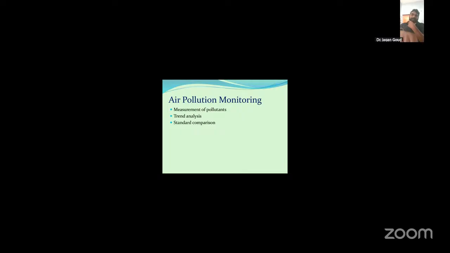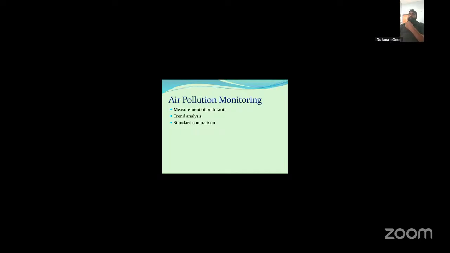Third one is the standard comparisons. Measured pollutant concentrations are compared with regulatory standards, such as air quality standards. Standards specify permissible limits for short-term exposures and long-term exposures, and long-term exposure means annual average. Examples: WHO air quality guidelines, National Ambient Air Quality Standards.